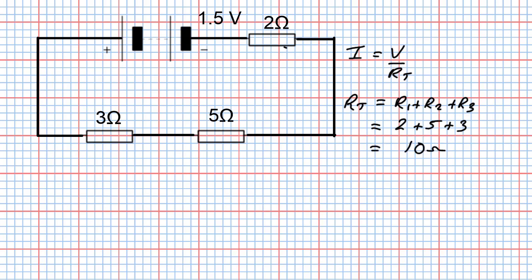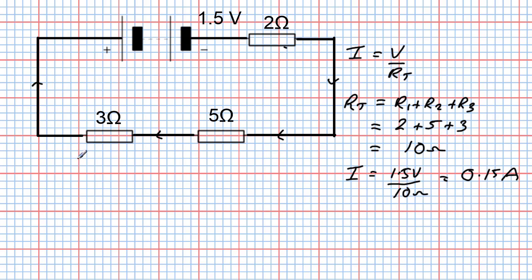And now we've got the total resistance, we can go ahead and find the current in the circuit. I equals V, which is 1.5 volts, the voltage of the cell or the source, divided by 10 ohms. And that's going to give us a current of 0.15 amps. Now we know the current flowing through the circuit, we can tell the potential difference across each resistor, because all we have to do is use V equals IR.